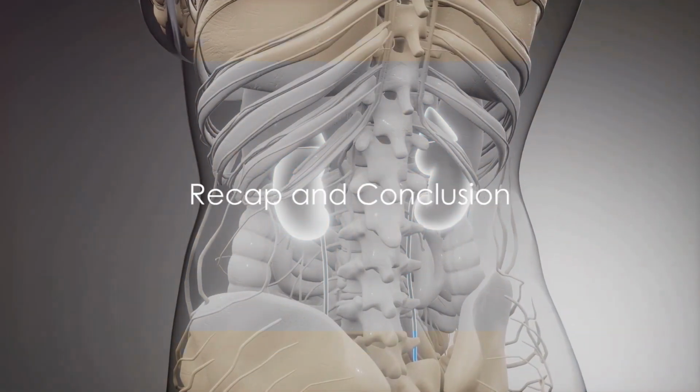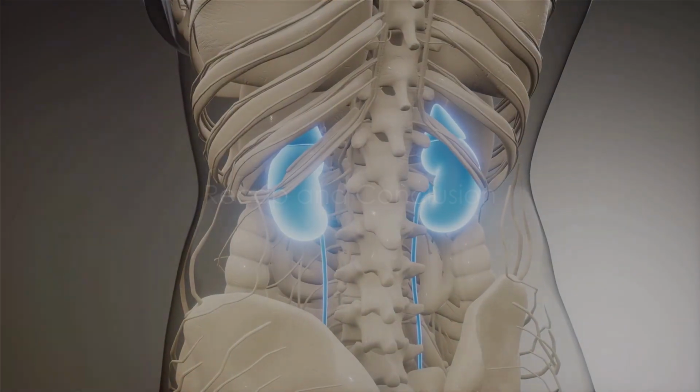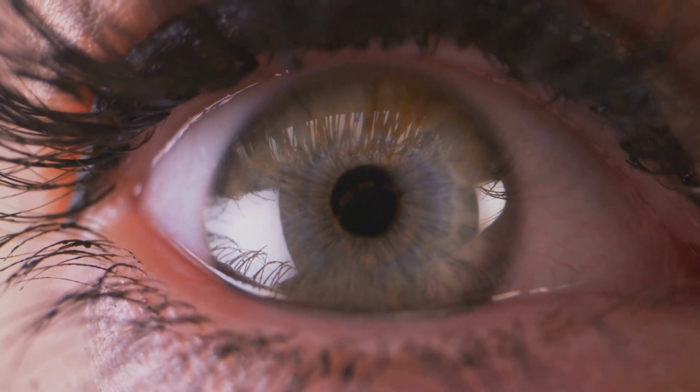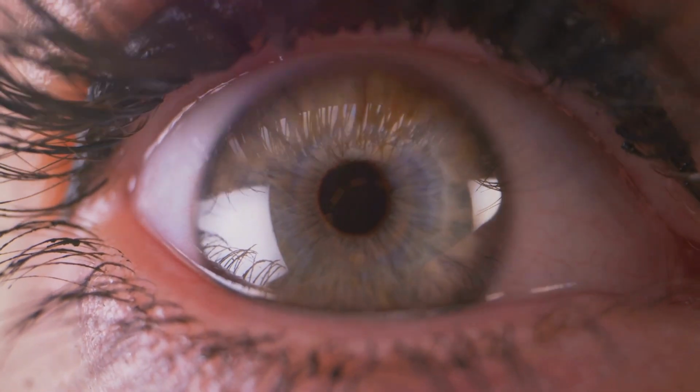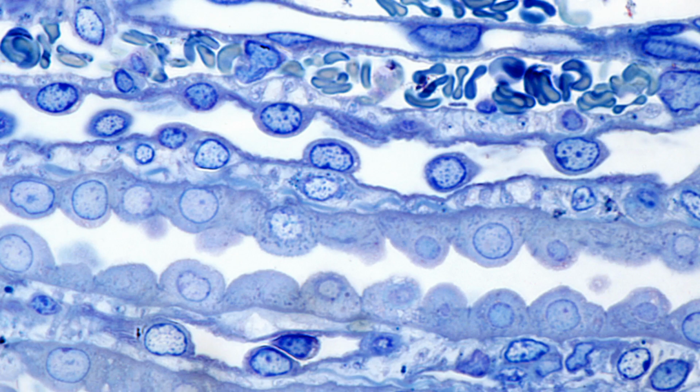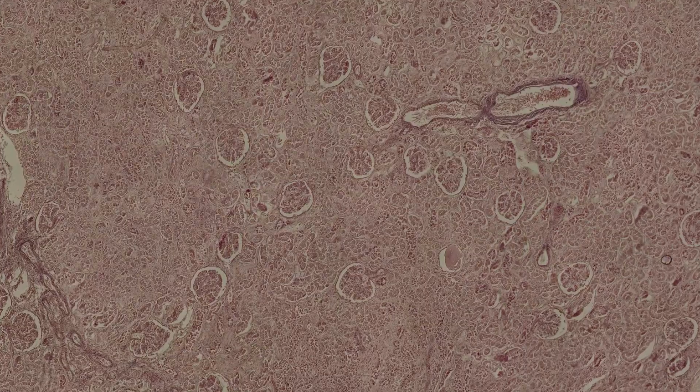To recap, the JGA is a trio of cells that work in harmony to regulate kidney function. The macula densa monitors sodium chloride levels and adjusts the glomerular filtration rate accordingly. The juxtaglomerular cells secrete renin in response to various stimuli, and the extraglomerular mesangial cells regulate the glomerular filtration rate by altering vessel diameter. Stay tuned for our next video on renal circulation.